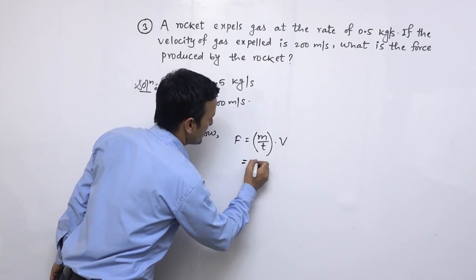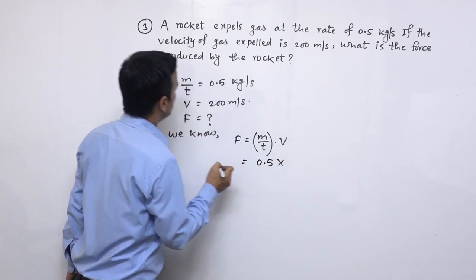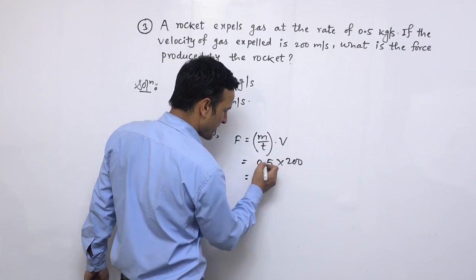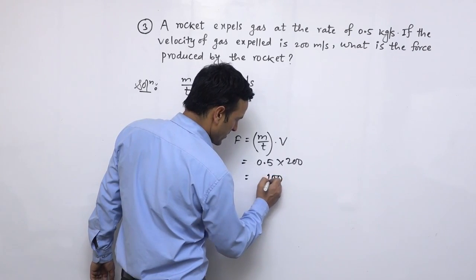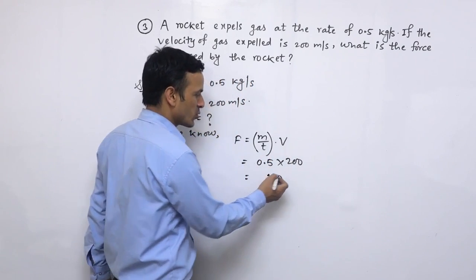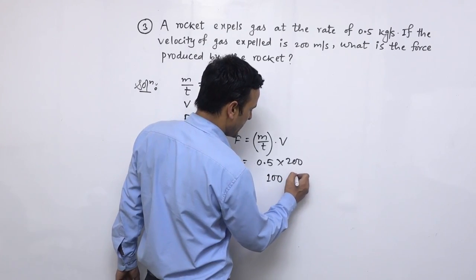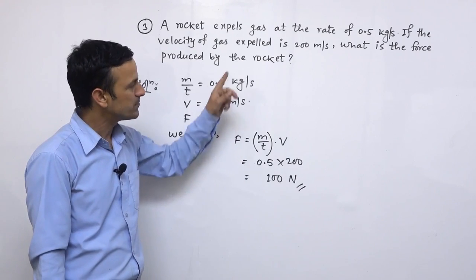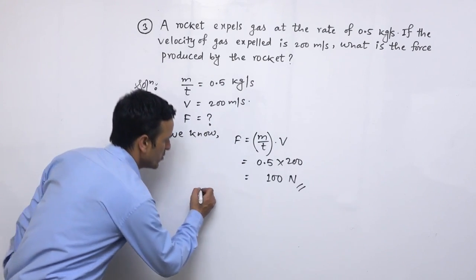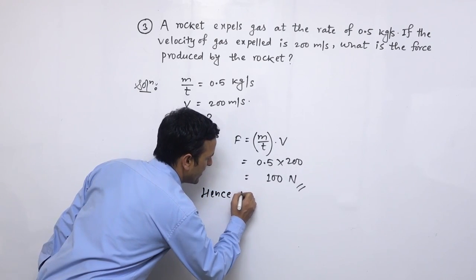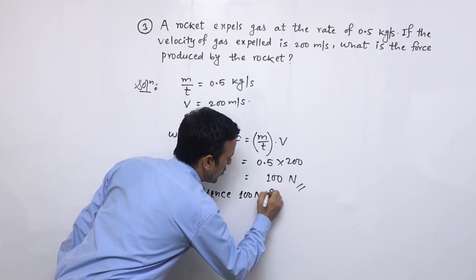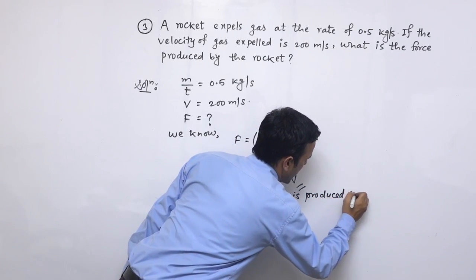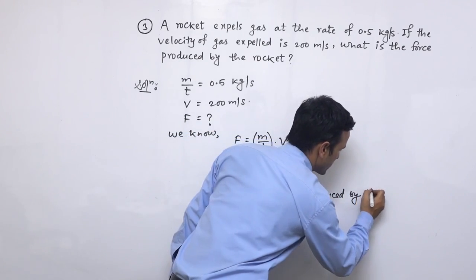Now write down m by t, which is 0.5, times v, which is 200. If you multiply this, we get 1000 with one decimal place, so it will be 100 Newton. So 100 Newton force will be produced by this rocket. Hence 100 Newton force is produced by the rocket.